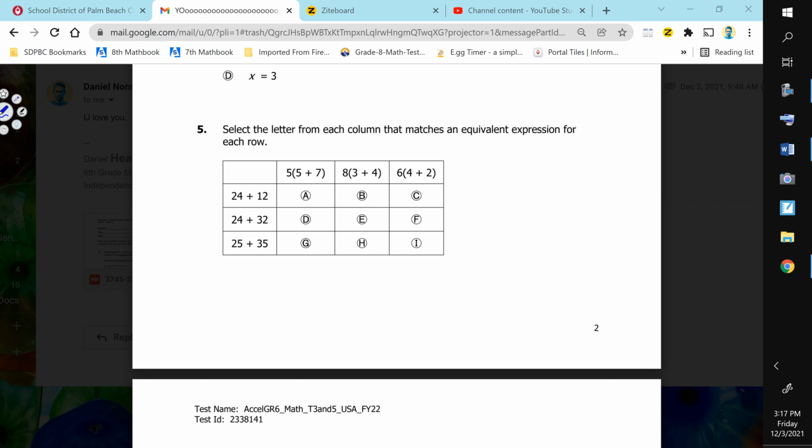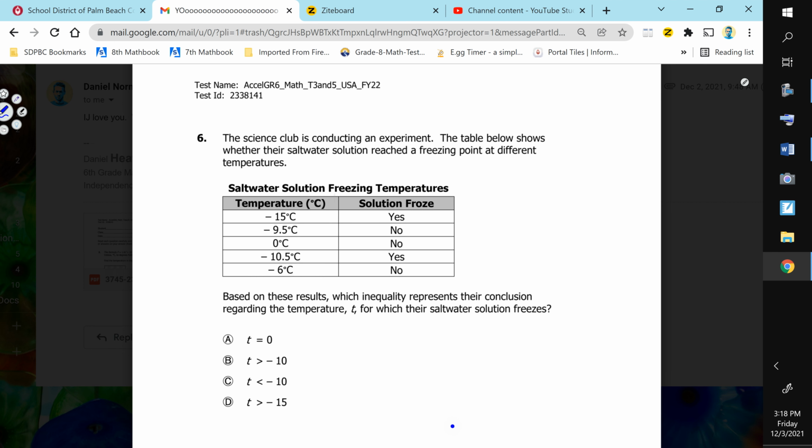And then for number 5, select the letter from each column that matches the equivalent expression. Well, we did this one in class. 5 times 5 is 25. 5 times 7 is 35. That's G. 8 times 3 is 24. 8 times 4 is 32. That's going to be E. Don't forget about the plus sign. And then 6 times 4 is 24, and 6 times 2 is 12. Those are your answers.